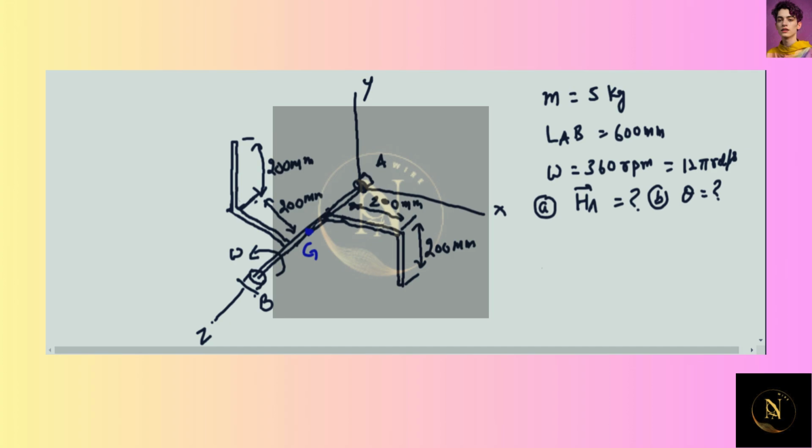Two L-shaped arms, each of mass 5 kg, are welded at the 1/3 points of the 600 mm shaft AB to form the assembly. If the assembly rotates at a constant rate of 360 rpm, that is 12 pi radian per second, we have to calculate the angular momentum of the assembly about the point A, and the angle formed by the angular momentum about A and AB. Now let us start solving it.